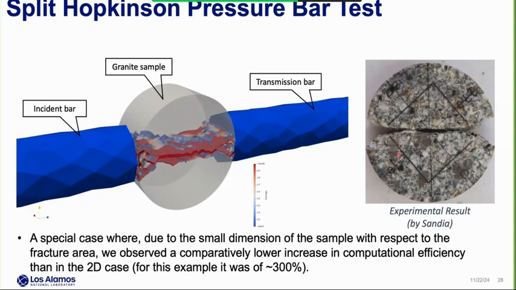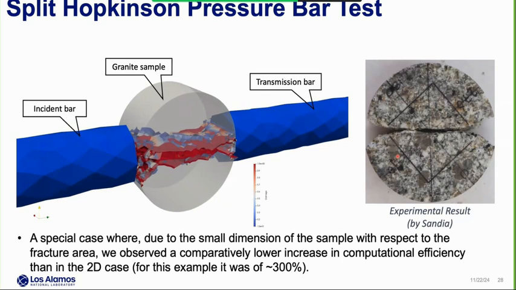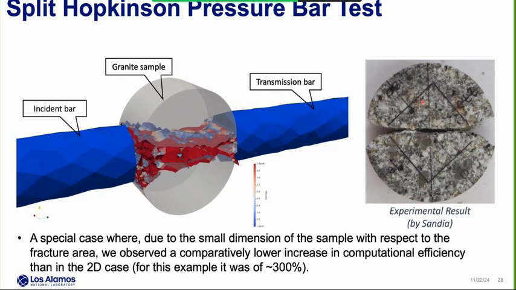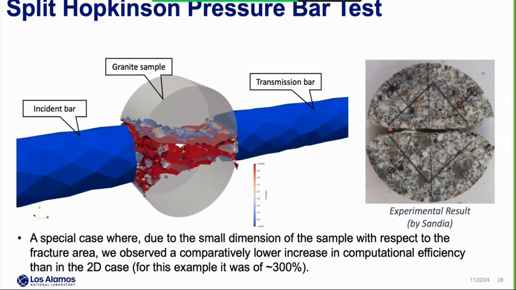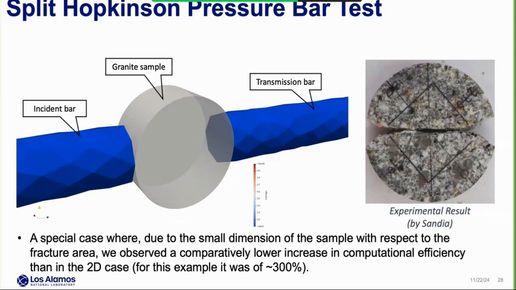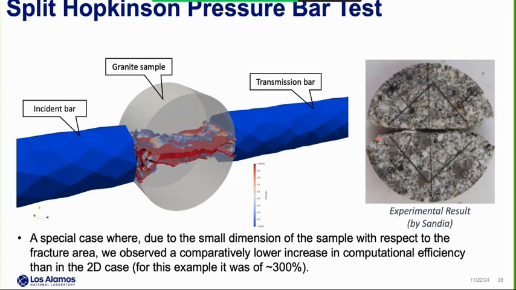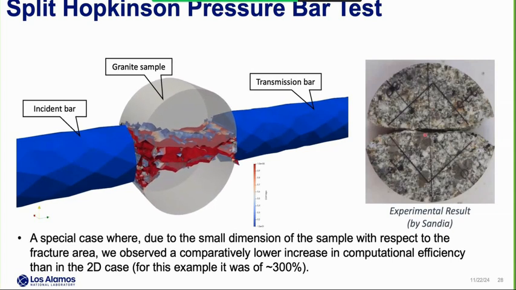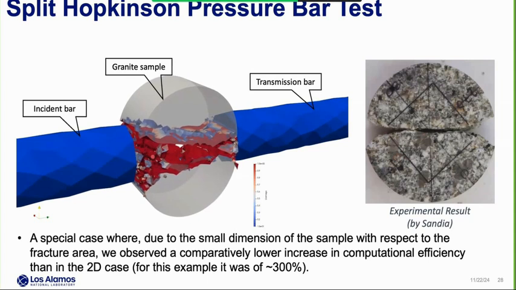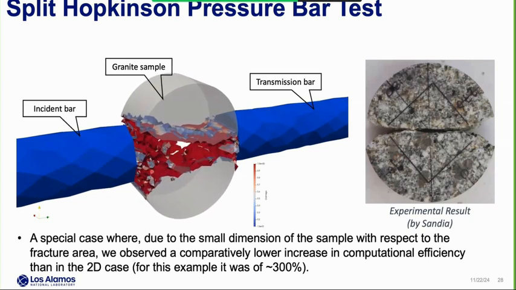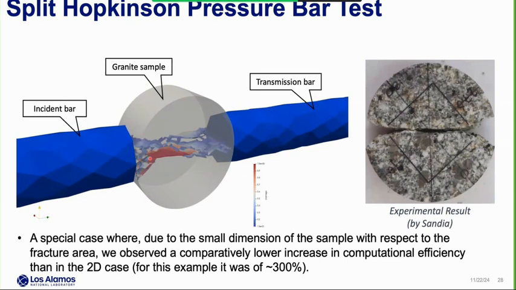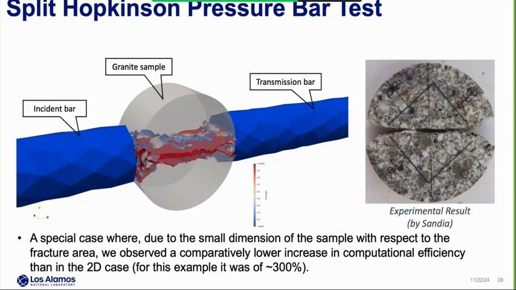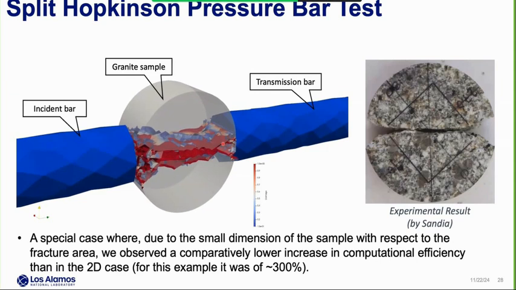The right picture shows the experimental results from Sandia. In this case, we can see that the rock block is broken into two big pieces, and we also have two triangular zones close to the contact area. If we compare our simulation results to the experimental results, we can see that we also got a similar behavior. At the end of the simulation, our rock sample is broken into two big pieces with a lot of fragments, and we also have those two triangular zones.